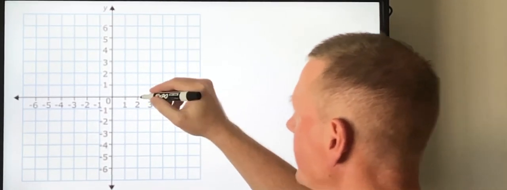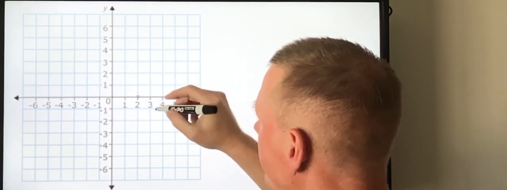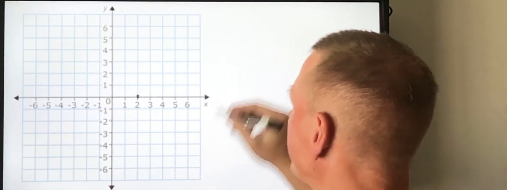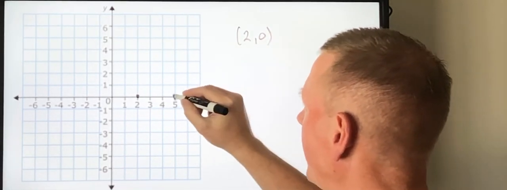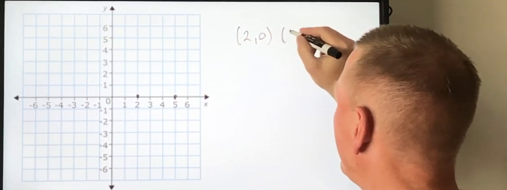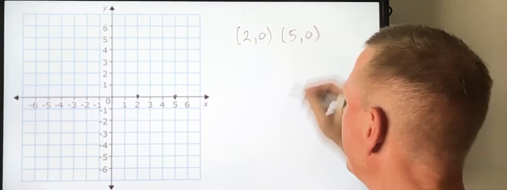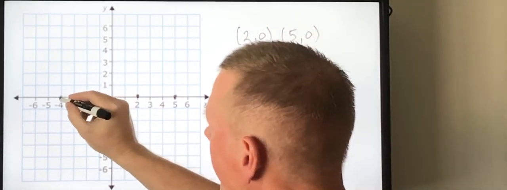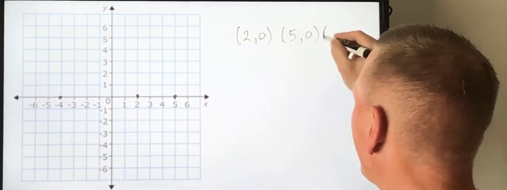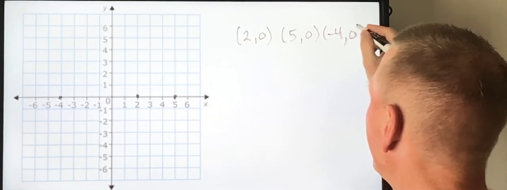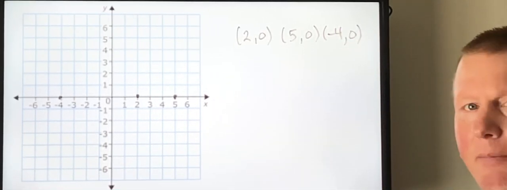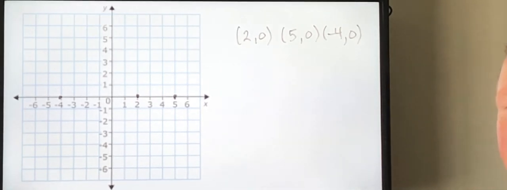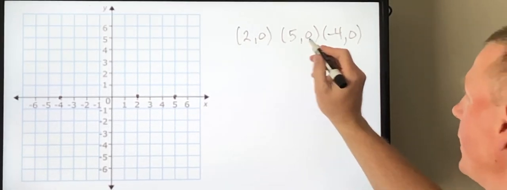So I'm just going to randomly select a few points. I pick this point, let's say that's my x-intercept, that's going to be the point (2, 0). If I select this point right here, that's going to be the point (5, 0). If I pick this point over here, (-4, 0). So notice what all the points on the x-axis have in common. All of those points, the y-coordinate is 0.